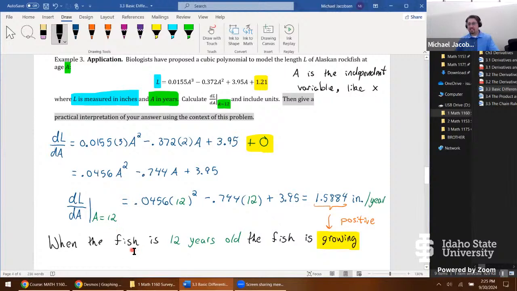Okay, so putting this all together, we have Alaskan rockfishes we're interested in. This describes the length of the fish at any age, but this one right by the red dot describes how fast it's growing at any age. So when we go to interpret this derivative, when we plug in 12, we'll say it's growing at a rate of 1.5884 inches per year. Once we go to 13 years, probably that number is even a little bit smaller.